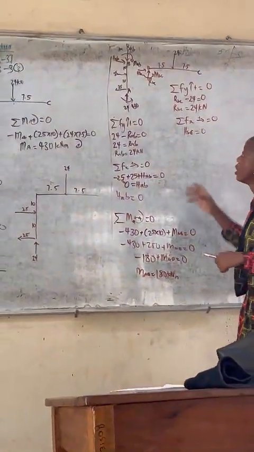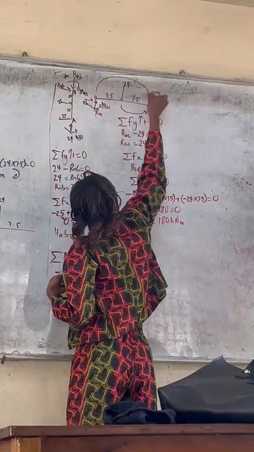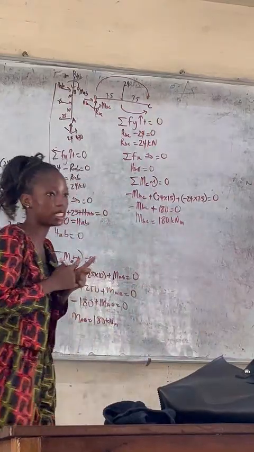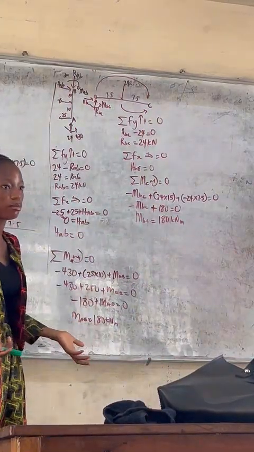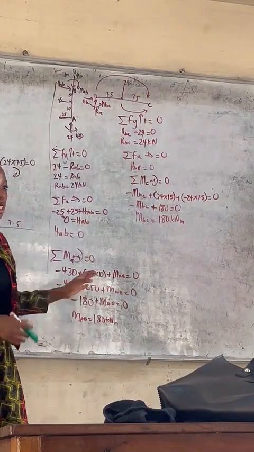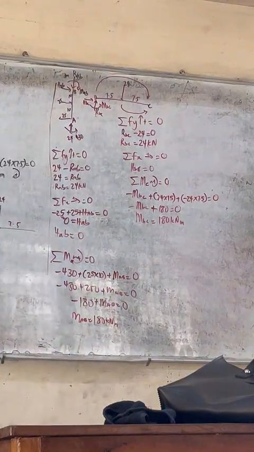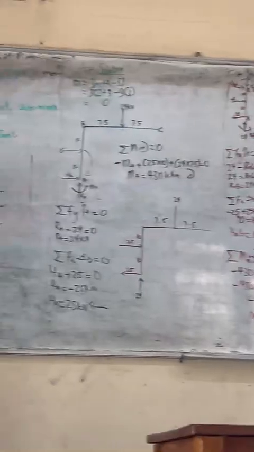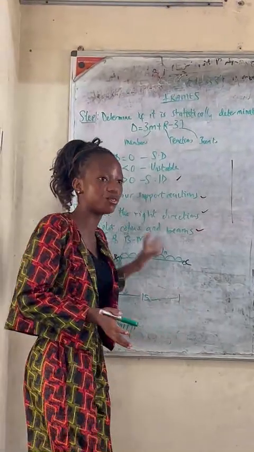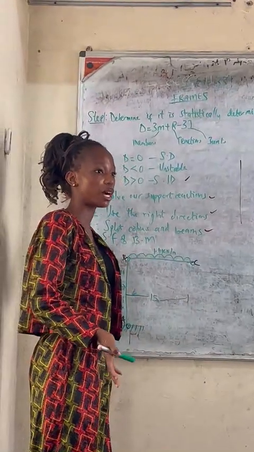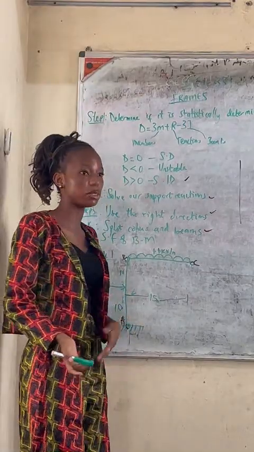You can also see that it is following the pattern. It is clockwise. Do you get it now? Yes, ma'am. So we are done with splitting columns and things. The last one, the main aim of the whole calculation, is to solve our shear and bending moment.